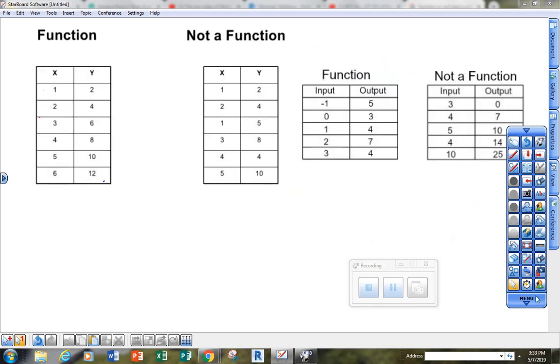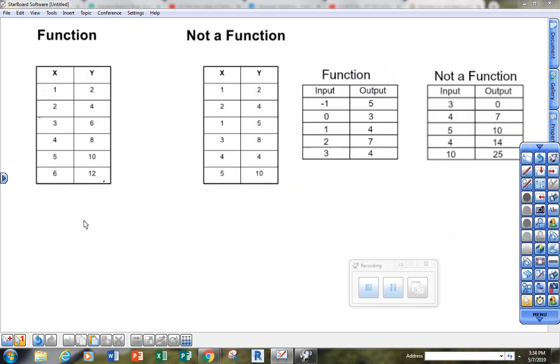The table way. If you have a table, I want you to focus on the input numbers, the x numbers. If none of these repeat, automatically it's a function, not even worrying about these numbers over here. So again, focus on your left side numbers. If none of these are the same, you're good. Function. Look at this. None of these are the same. Function. Don't even need to look at my outputs.